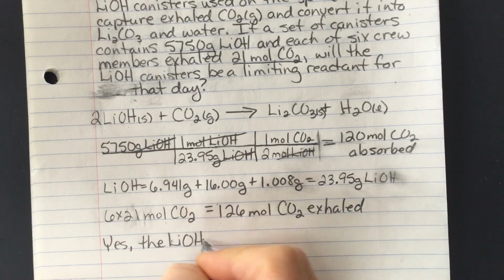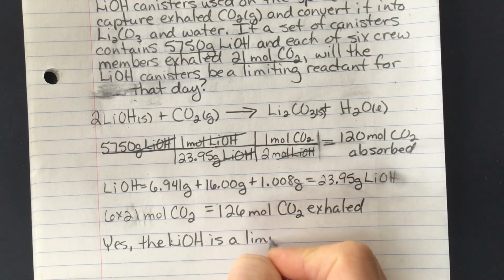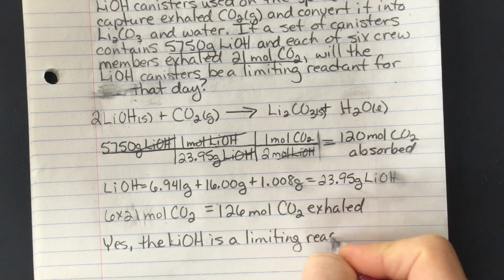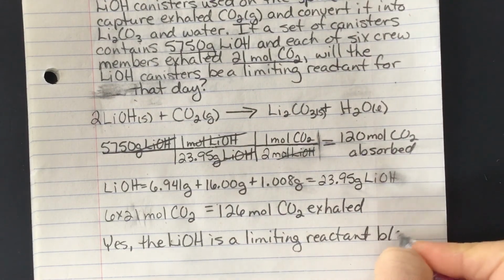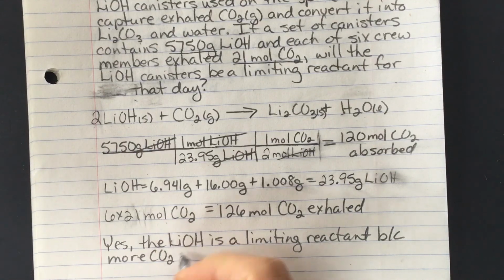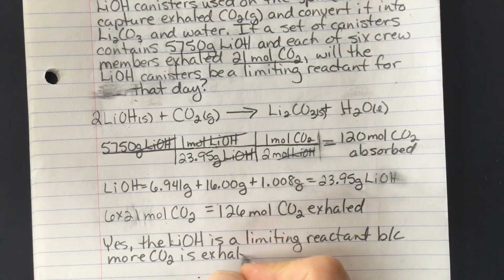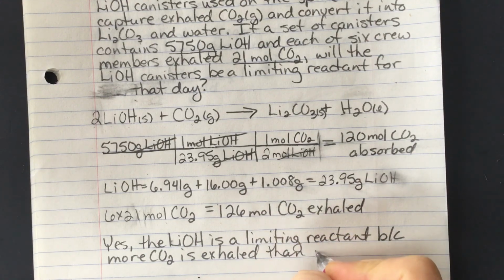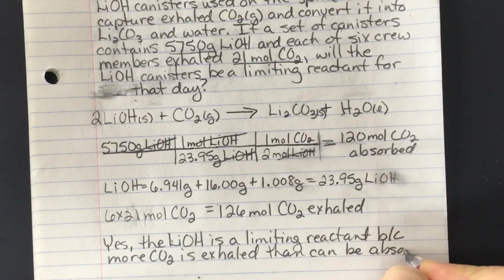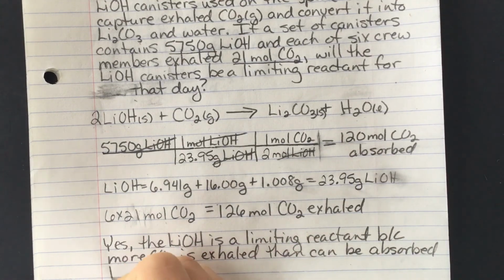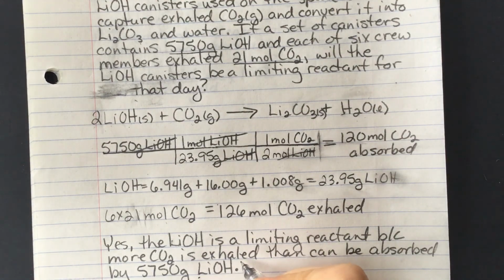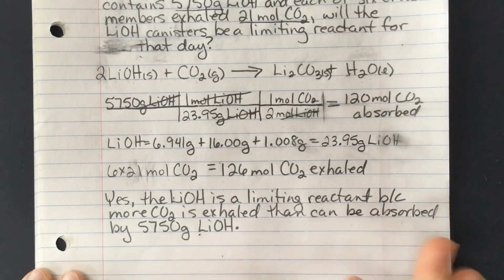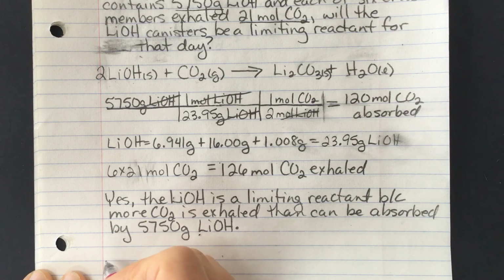The lithium hydroxide is a limiting reactant. And we have to compare the moles, not the masses here, because more carbon dioxide is exhaled than can be absorbed by 5,750 grams of lithium hydroxide. And so a next question we might have is, how many grams of excess reactant are there?